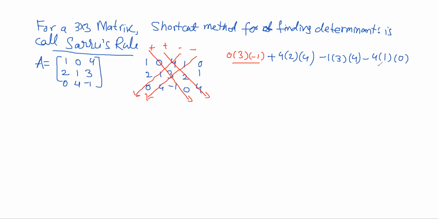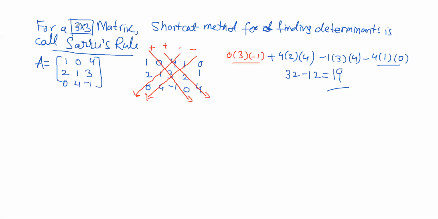So the last 2 terms will be 0. What is this value? 32, and then this is 12. So the answer will be 19. Okay, so this is the Sarrus rule. This is only applicable for a 3 by 3 matrix.